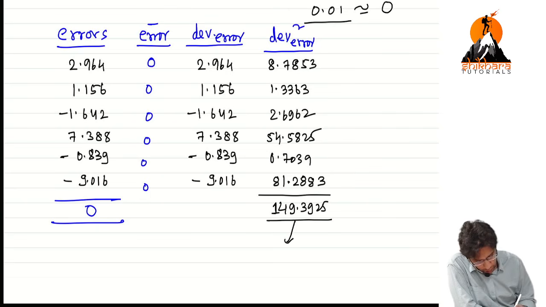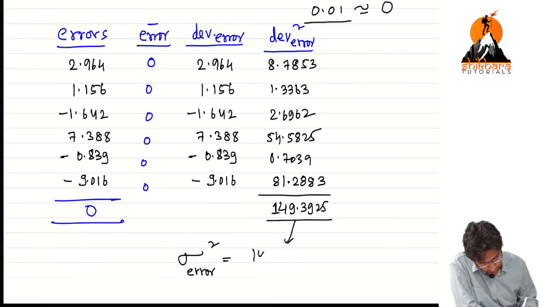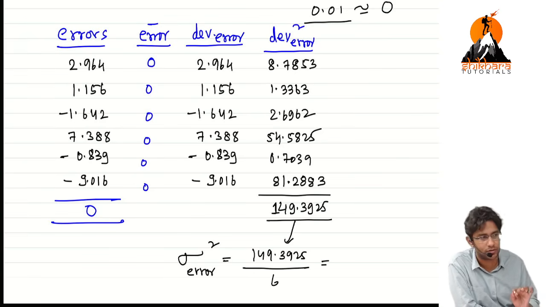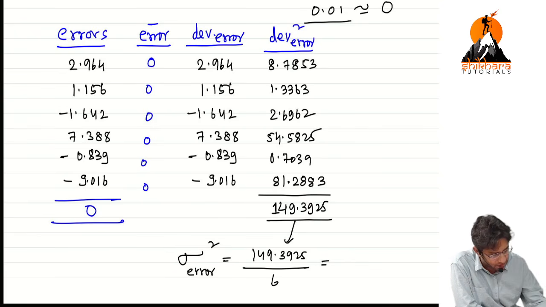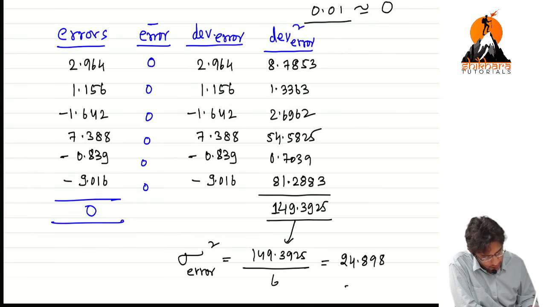Now, can you tell me, if I apply the standard deviation formula to the errors, it will be the variance of error. This is nothing but 149.3925 divided by 6. I am not putting the root because I want percentage square terms. If you want standard deviation, put the root. Divided by 6, how much are you having? 24.898.